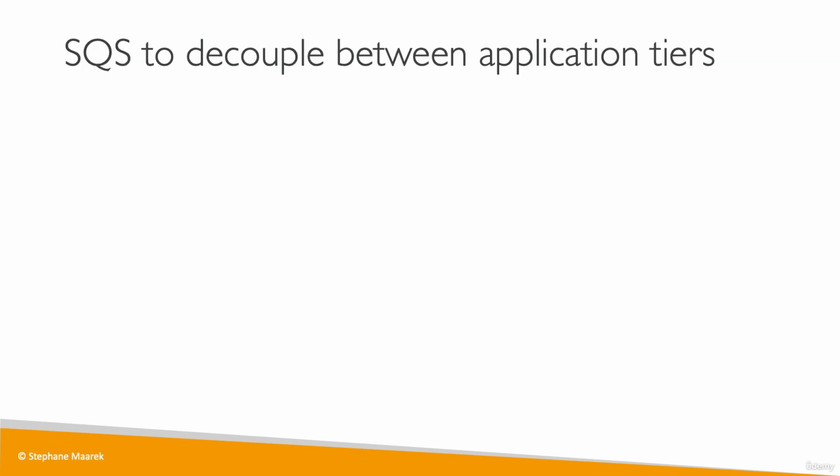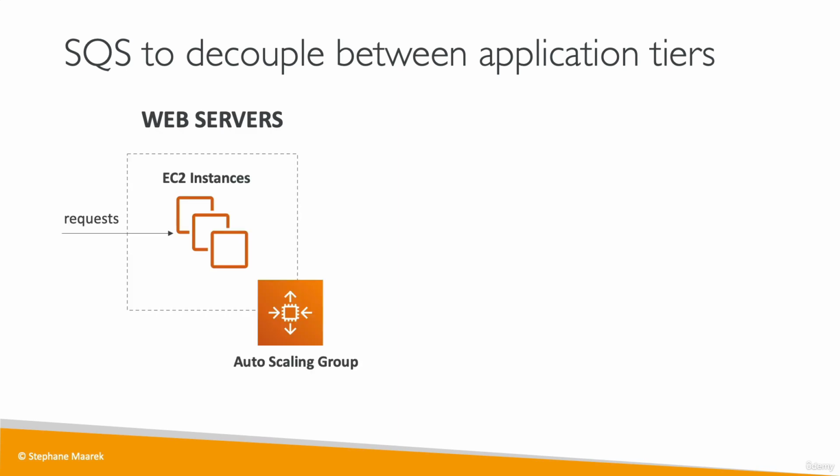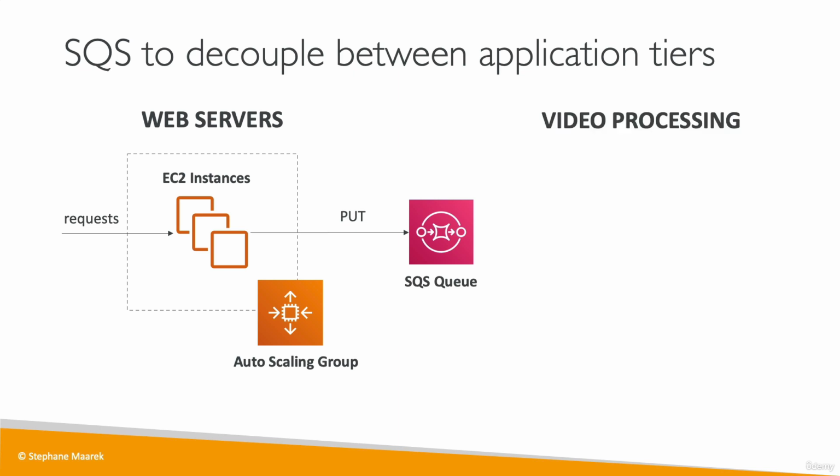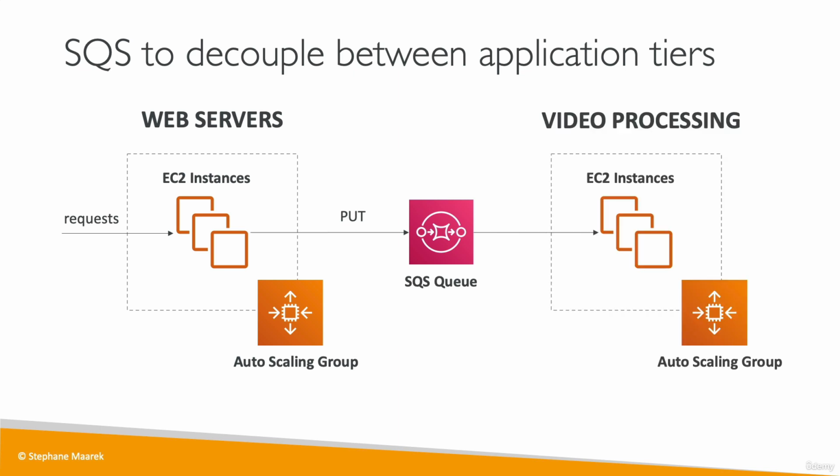So SQS can be used to decouple between your application tiers. Here's a classic solution architecture. We have our web servers and they're taking requests maybe through an application load balancer. They're served through EC2 instances in an auto-scaling group. And then, for example, say that our users want us to process some videos. Then instead of sending it directly to the video application, we can instead insert messages into an SQS queue. And then we will have a video processing layer made of an auto-scaling group with EC2 instances. And these EC2 instances will be reading from the SQS queue and processing our videos.